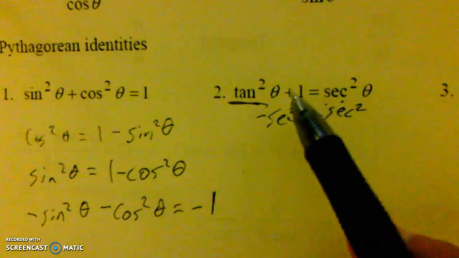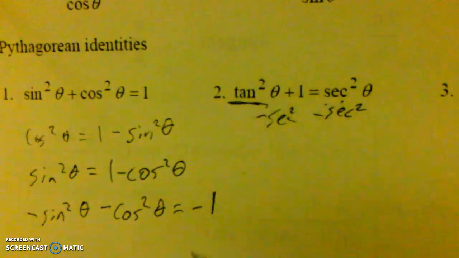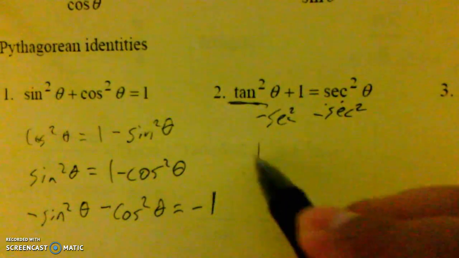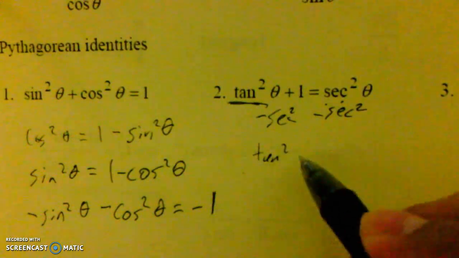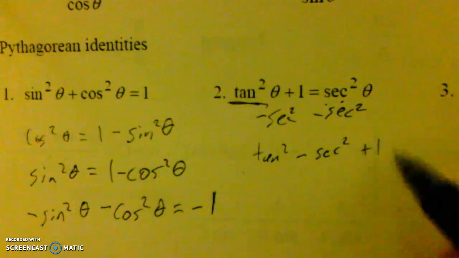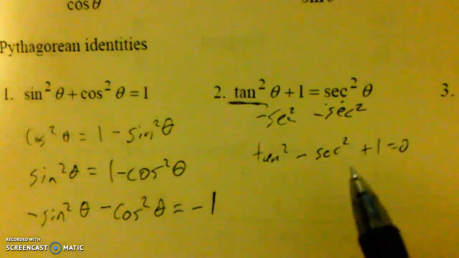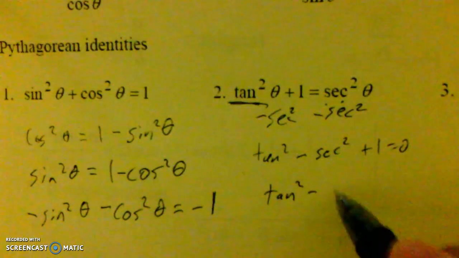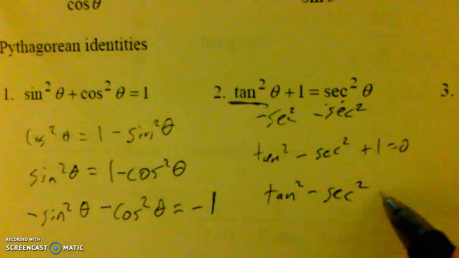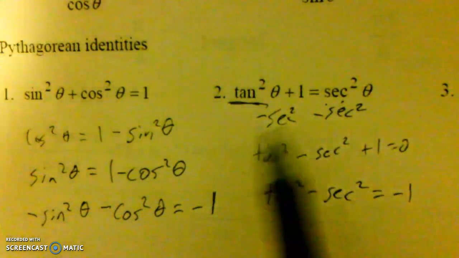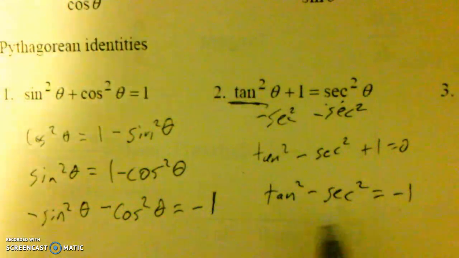And then we have to subtract 1 from both sides as well, right? Because this would just be like tangent squared minus secant squared plus 1 equals 0. And then I would subtract 1 from both sides. So tangent squared minus secant squared equals -1.